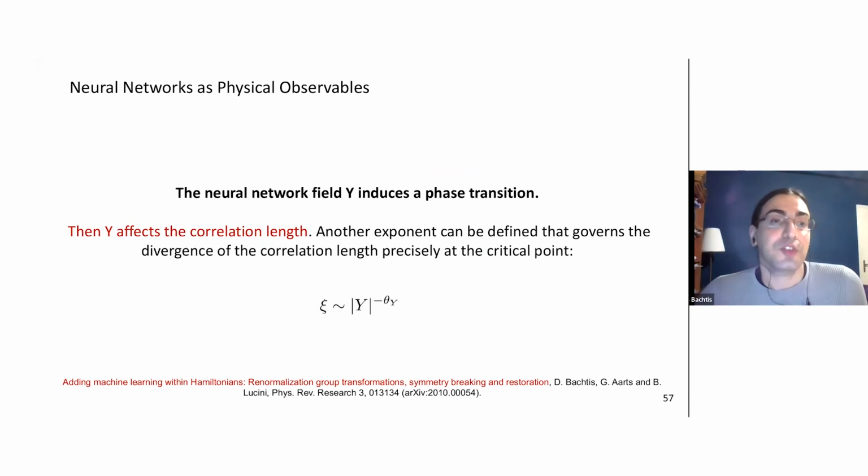Now we also show that the neural network field is able to induce a phase transition in the system. Of course, because the neural network field can induce a phase transition in the system, this instantly implies that the neural network field affects the correlation length. So we can define a novel critical exponent that governs the divergence of the correlation length in terms of this neural network field exactly at the critical point.